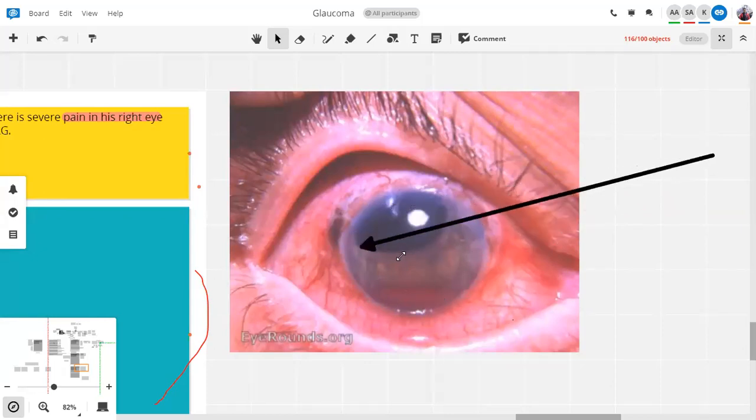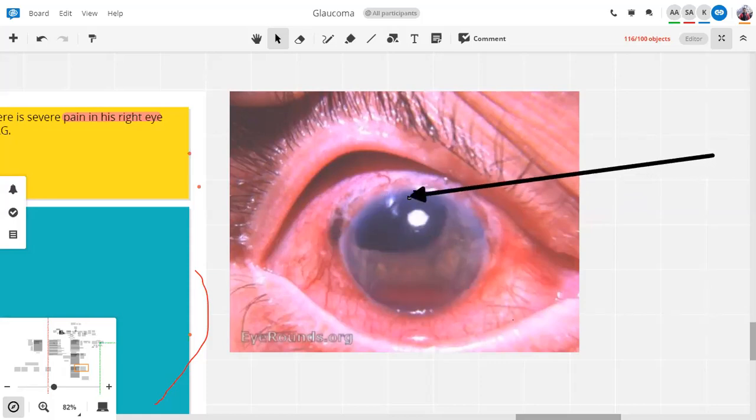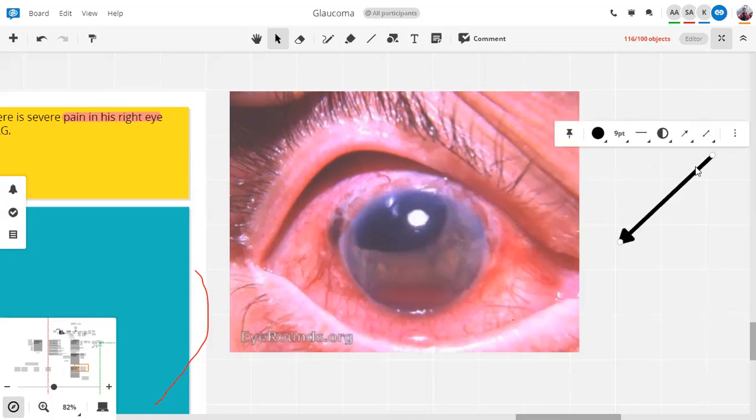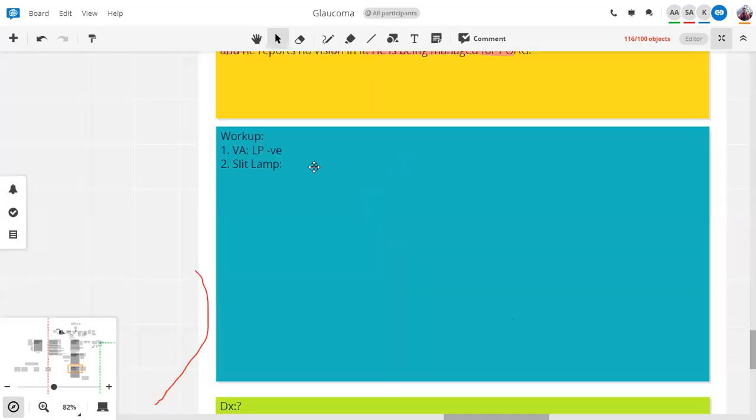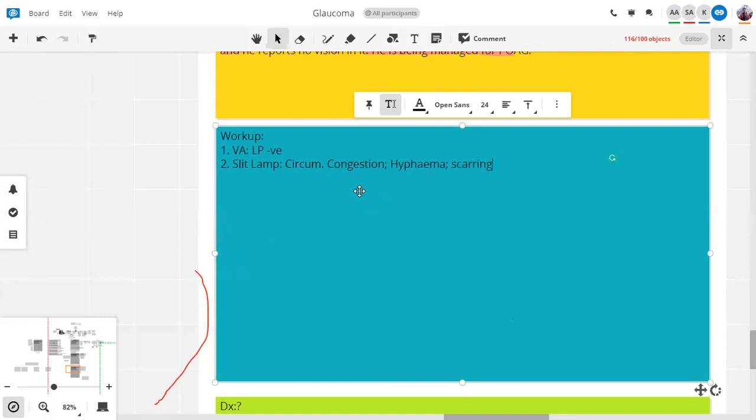A hyphema, a distorted pupil, and we cannot see the iris over here. So most likely the iris is trapped over here, right? If the iris had torn, we would have seen two apertures. So we have a few findings in this slit lamp examination: circumciliary congestion, a hyphema, a distorted pupil, and scarring. We picked up a lot of findings.